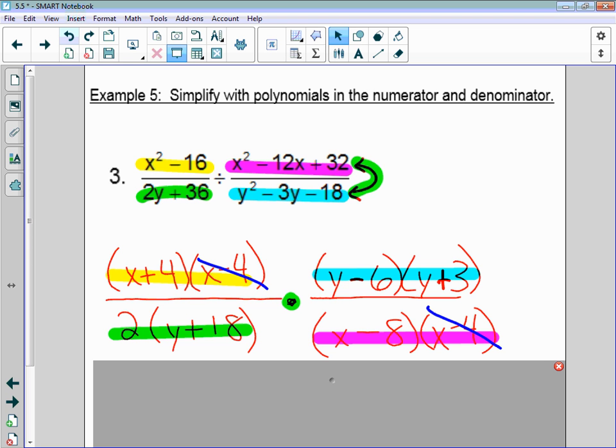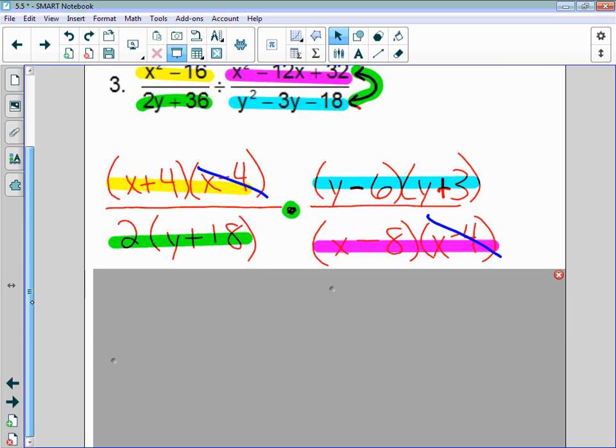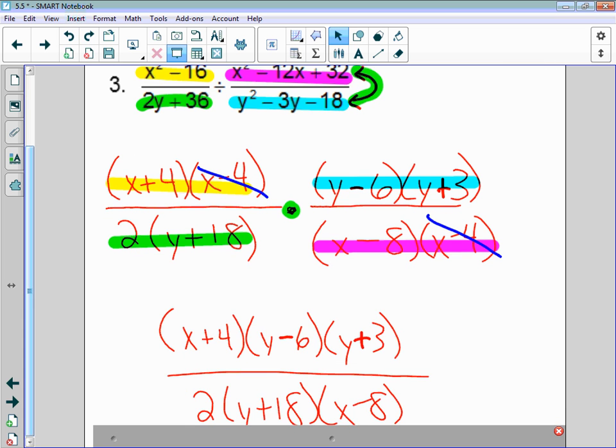So that's it. And we just rewrite our answer now as x plus 4, y minus 6, and y plus 3 in the numerator, and the y plus 18 and the x minus 8 in the denominator.